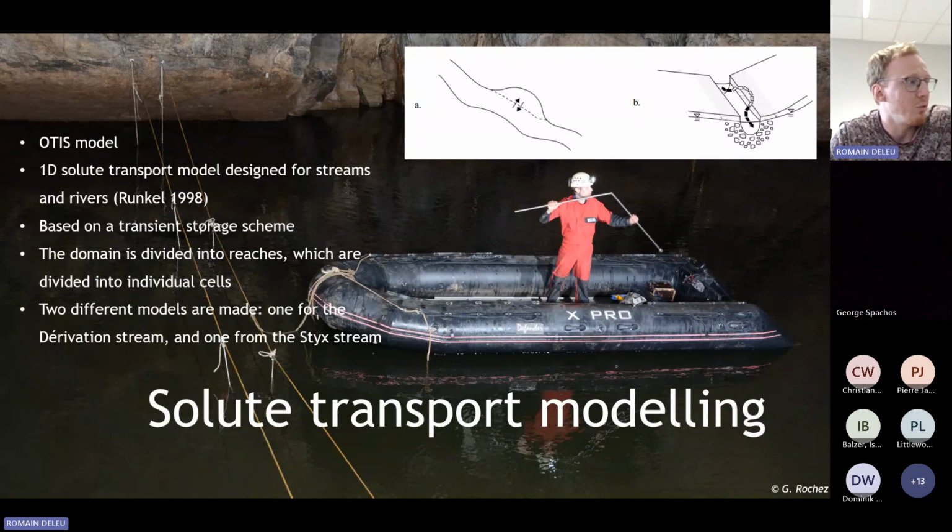The domain is divided into reaches, which are again divided into individual cells. So each reach has its own parameters. There are two different models, one for the derivation stream and one for the stick stream. So this is two separate models.